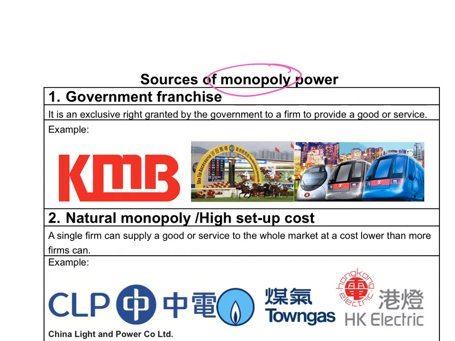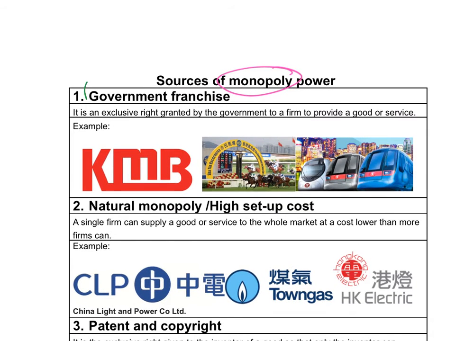Can we do that? Okay, so the first type is a government franchise. Only the government picks you and allows you to do that. You are the only one legally allowed to do that. For example, if you're talking about buses in Kowloon, there's only KMB, right? So they are the monopoly here because the government allowed it. The Jockey Club and the MTR have exclusive rights granted by the government.